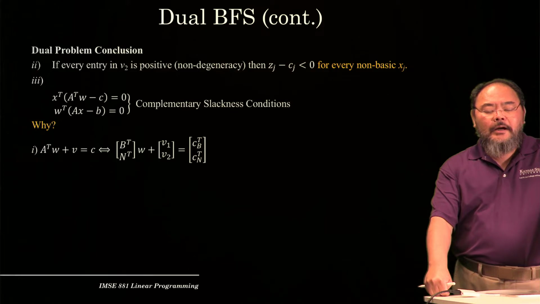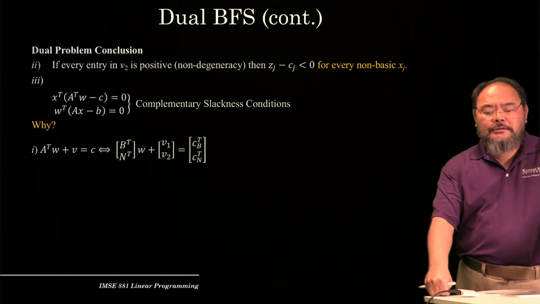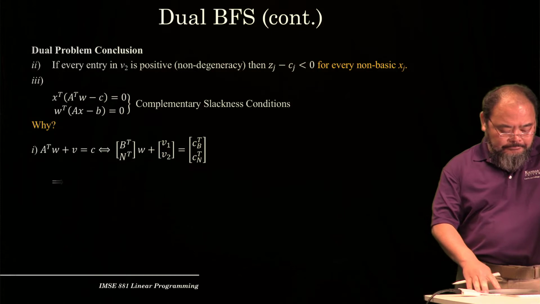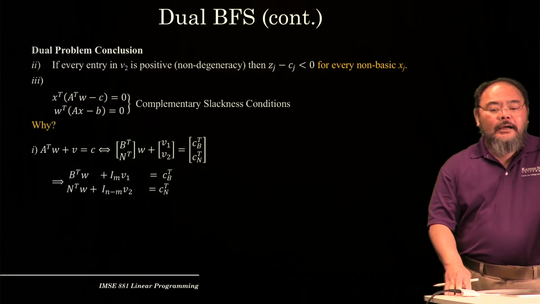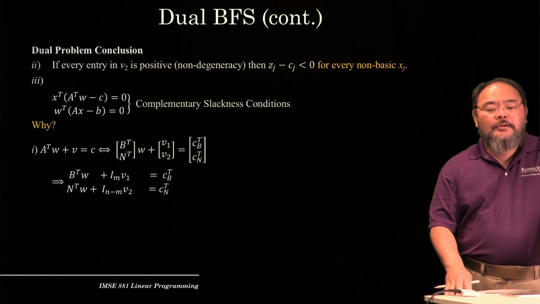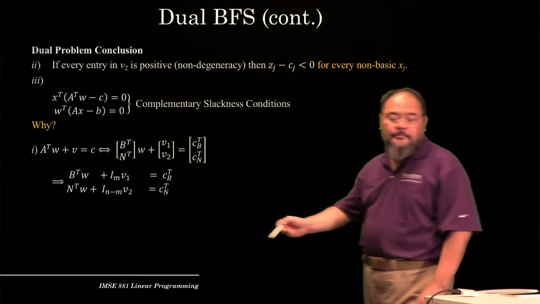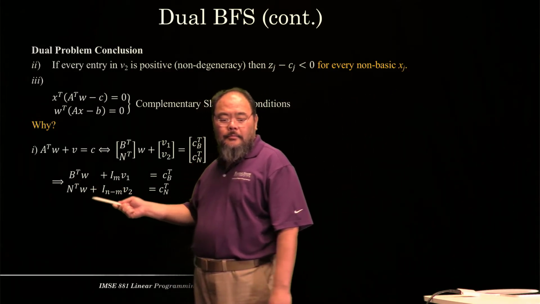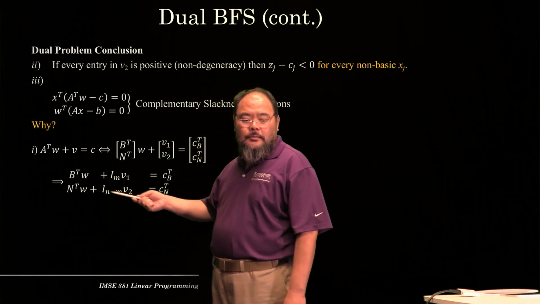Separate them out using B and N. The basic matrix and non-basic matrix times omega plus V1 and V2 equals the right hand side, CB transpose and CN transpose. We stack them together, and that equals this format: B transpose times omega, N transpose times omega, right here.